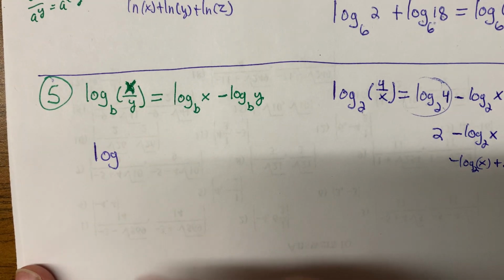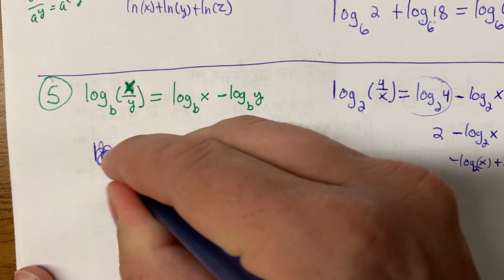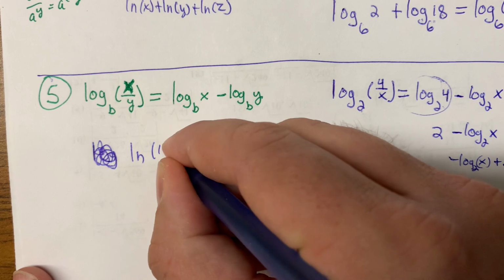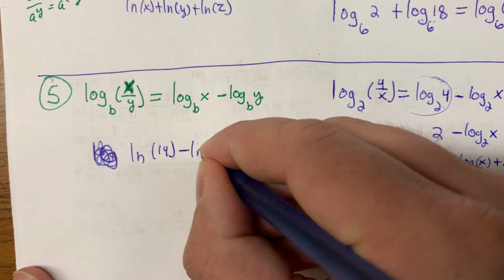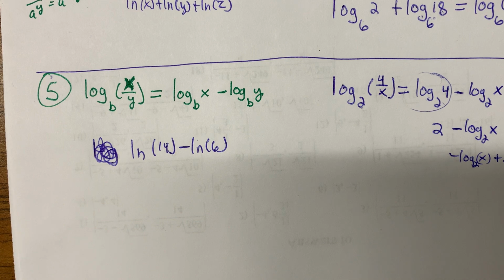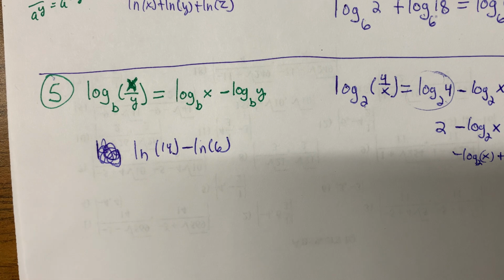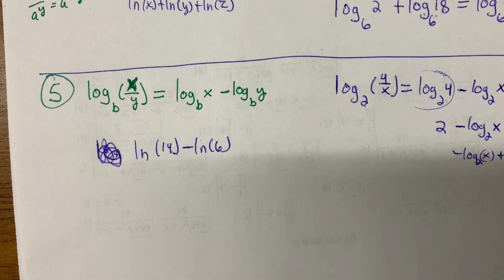Part of the answer ended up having a log. I forgot what the base was. Oh, it was natural log. It was natural log of 14 minus natural log of 6. This was a multiple choice question, and even though the students correctly got natural log of 14 minus natural log of 6, some kids didn't know what to do with this. So what should you do with this?